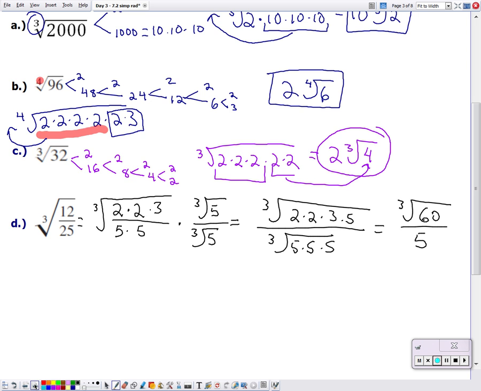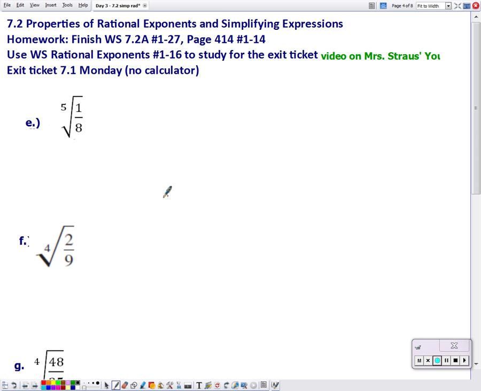We have 3 more we're going to do. We've got the fifth root of 1/8. So the first thing I'm going to do is write that as 1 over 2 times 2 times 2. Write out the prime factors. Now, this is a fifth root. That means I need 5 of the same numbers. I have 1, 2, 3. That means I need 2 more.